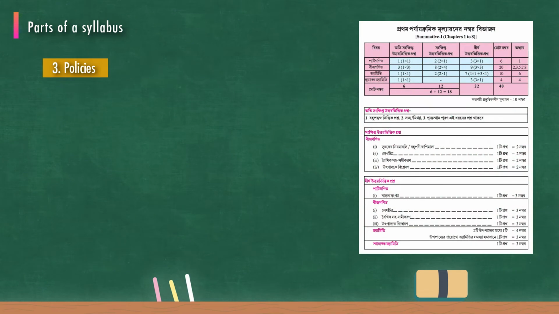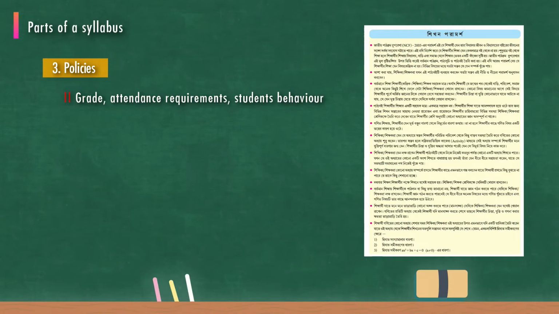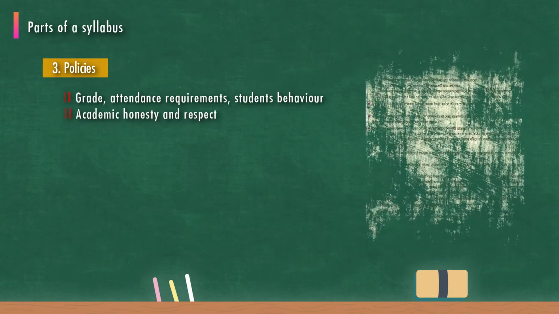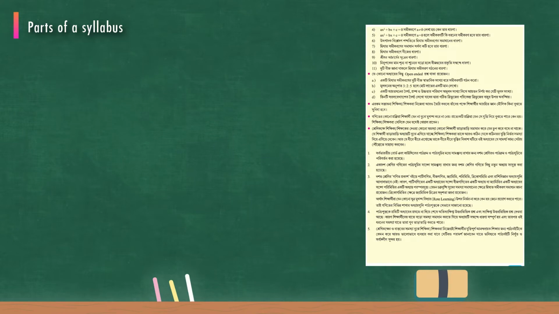The third part is Policies. A syllabus will outline how we will be graded, attendance requirements and how the professor expects students to behave. This section may also include university-wide policies on academic honesty and respect, or how students with disabilities can request support.